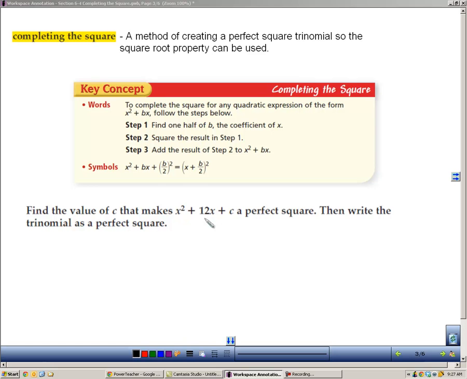So here's an example of that. We have x squared plus 12x. I'd like to know what the c needs to be to make this a perfect square. So I would take half of b. In this case, my b is 12. So multiply 12 by a half, and you'll get 6. So half of b is 6. Then I'm going to square that, and I get 36. So 36 would be the perfect c that I would want to make this a perfect square trinomial.